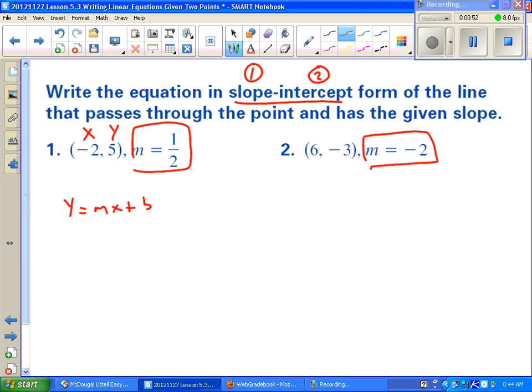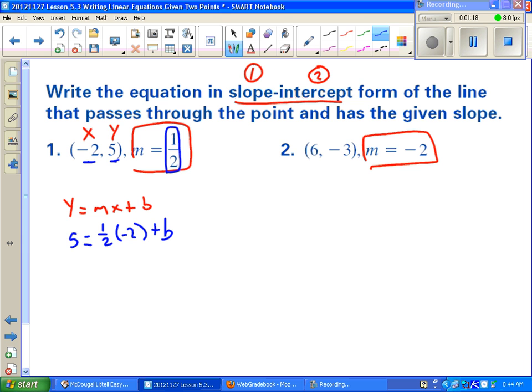All we're going to do is plug in what we know in order to find out what we don't know. We know y's value is 5. We know equal stays the same. We know m's value is 1/2. We know x's value is -2, and we don't know b's value. That's the one that's not labeled for us. So plus b, and we're going to solve for b.